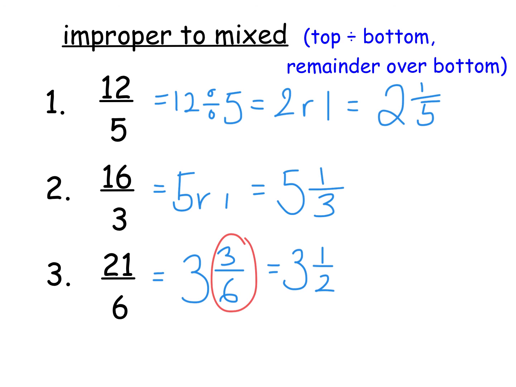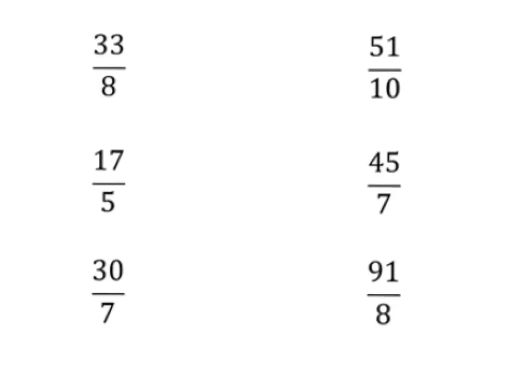Again, so as always, this is a point in the video that I would probably ask you to pause, try some again on your own. So here we go. If not, just keep watching, here are the answers. And again, it's all down to my times tables. 33 divided by 8 is 4 remainder 1, so 4 and 1/8. 51 divided by 10 is 5 remainder 1, so 5 and 1/10.